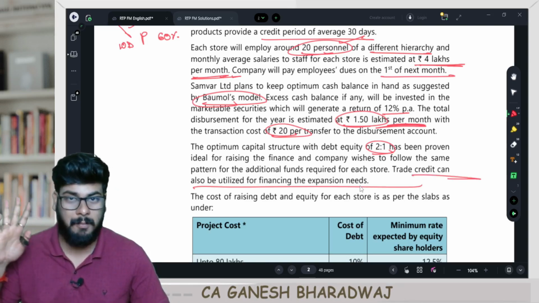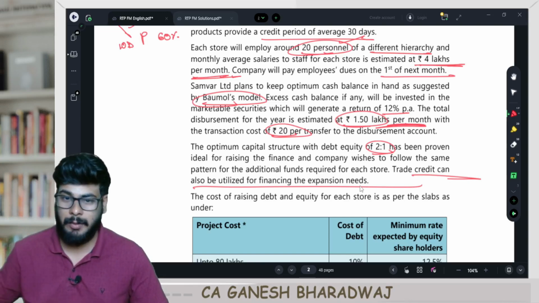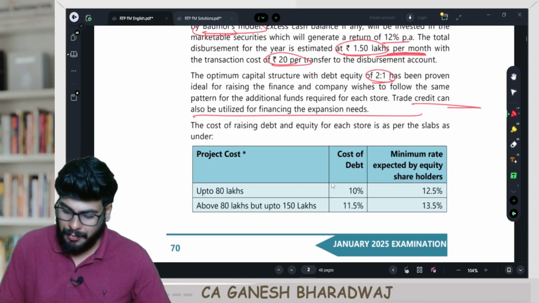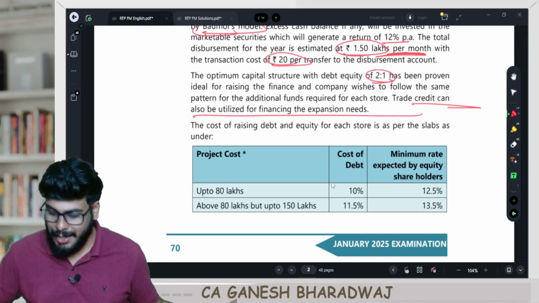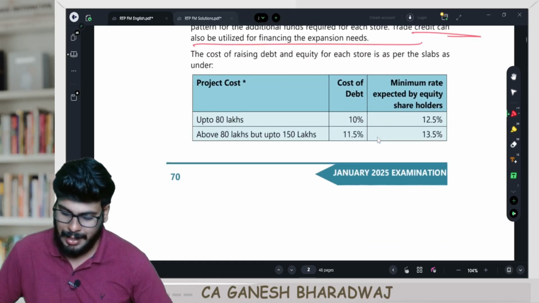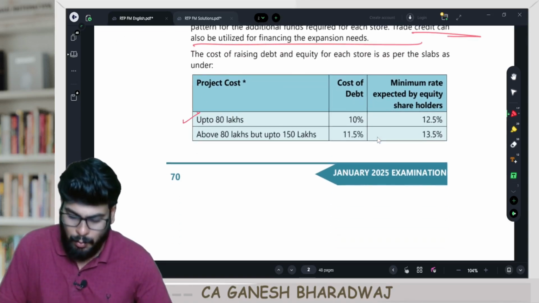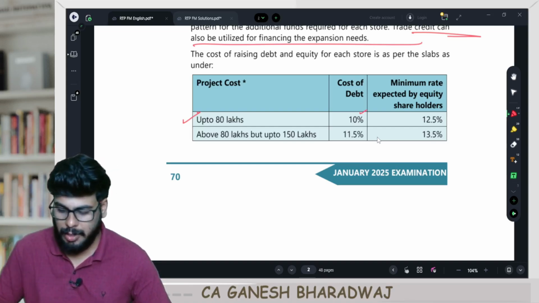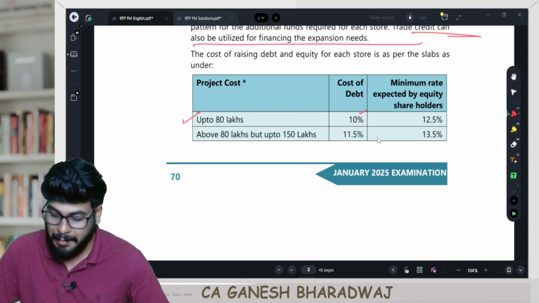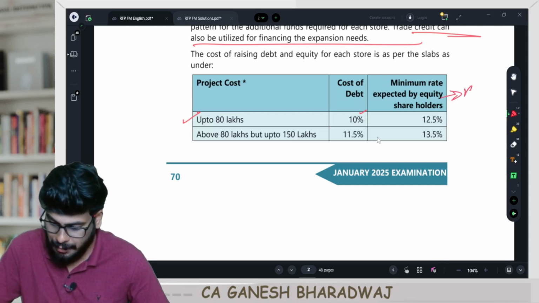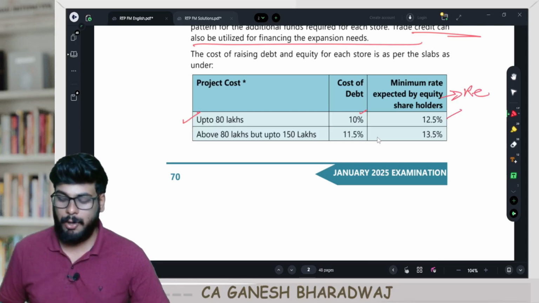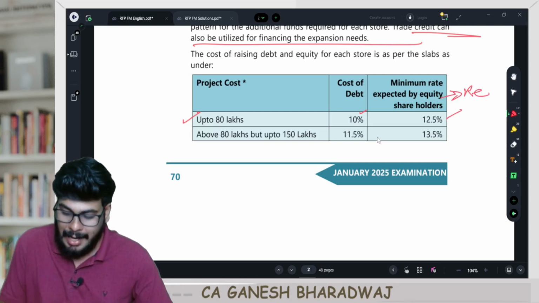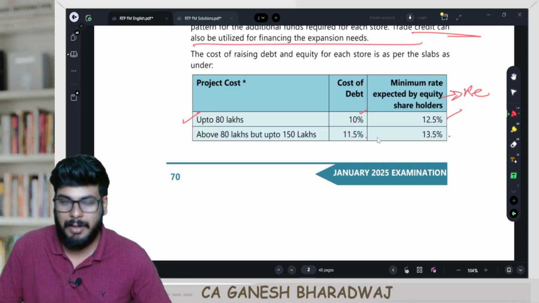Very, very important point. What it is, you will understand as we proceed into the sum. The cost of raising debt and equity for each store is as per the slab rates under project cost. That is, if you want to raise money up to 80 lakhs, the cost of debt, KD, is going to be 10%, and the minimum rate expected by equity shareholders, KE, will be 12.5%. Above 80 lakhs up to 150 lakhs, 11.5% and 13%.